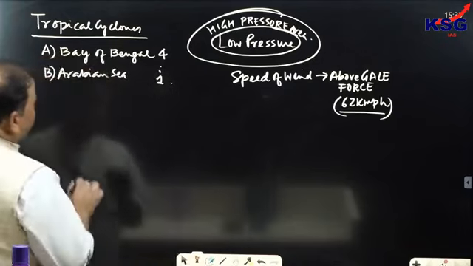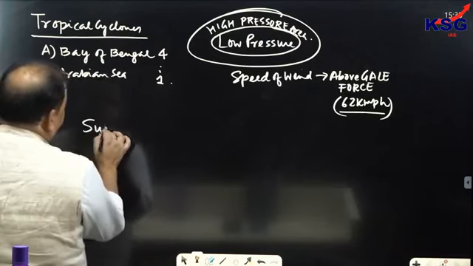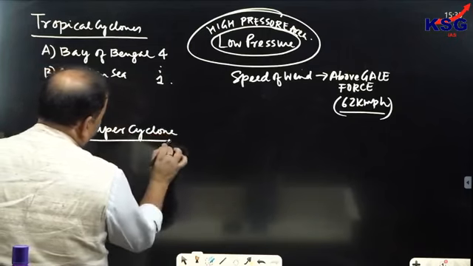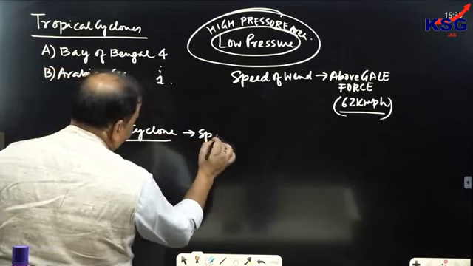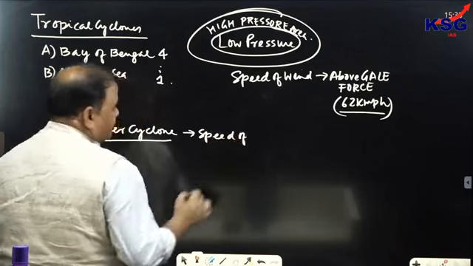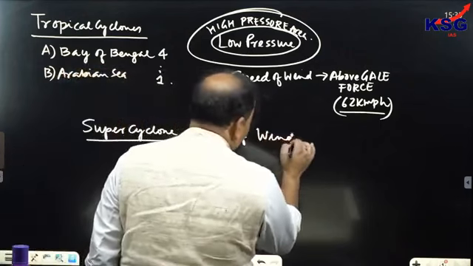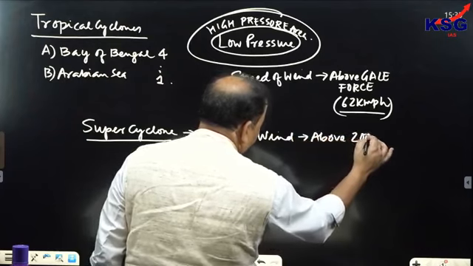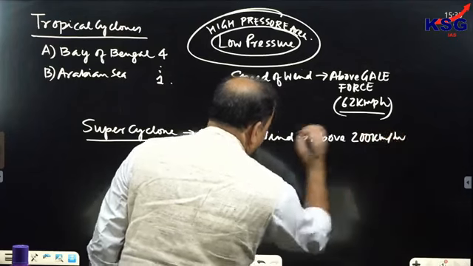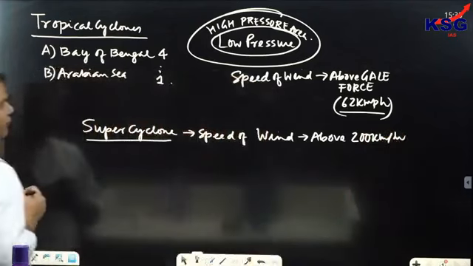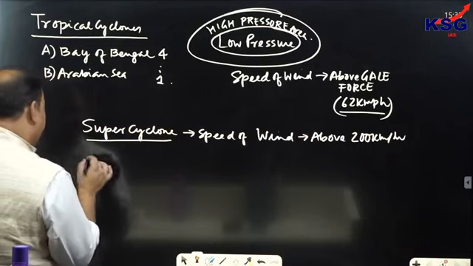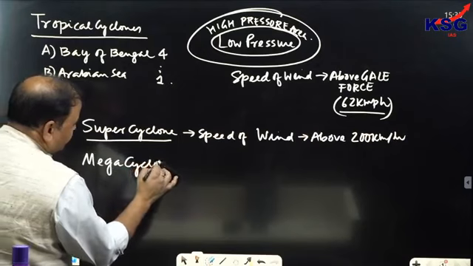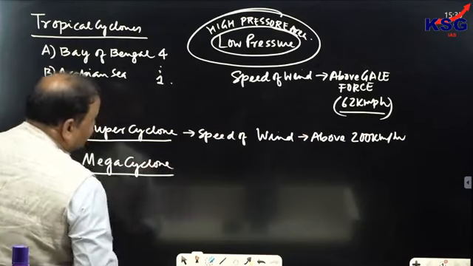And see, if we say super cyclone, what happens? The speed of the wind is above 200 km per hour. And sometimes what happens? Mega cyclones take place.